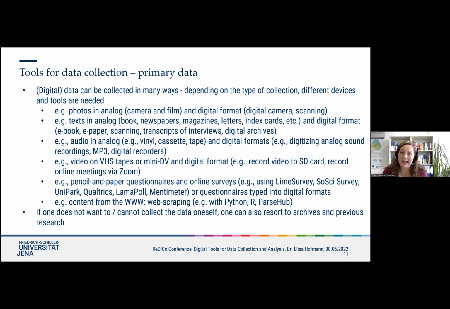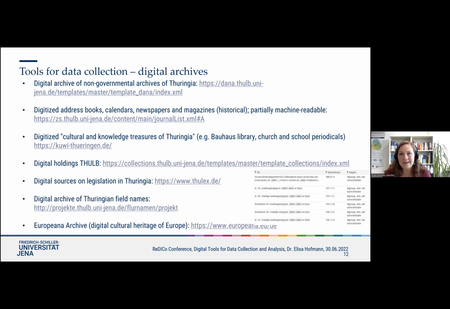If you do not want to, or cannot collect the data yourself because it is too time consuming, or it is just impossible because you want to have historical data, then you might use secondary data. Secondary data is all the kind of data that already exists before you start your research, but that you can use to investigate specific research questions. I brought along a couple of digital archives for specific kinds of secondary data, depending on what kind of research question you have. So there is, for instance, in Germany, a digital archive of non-governmental archives. So it's an archive for archives as one source of finding more data.